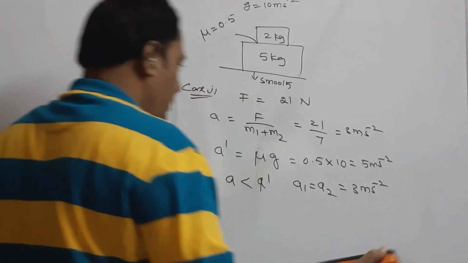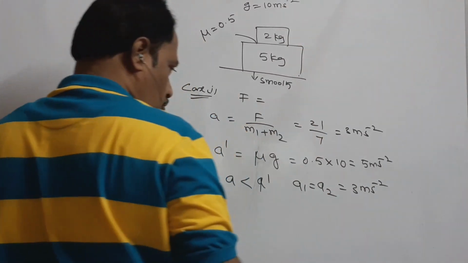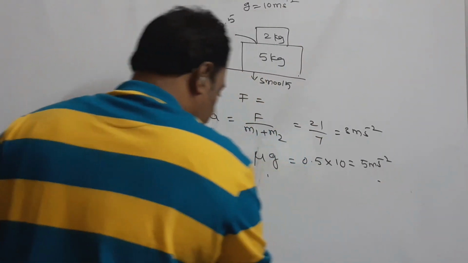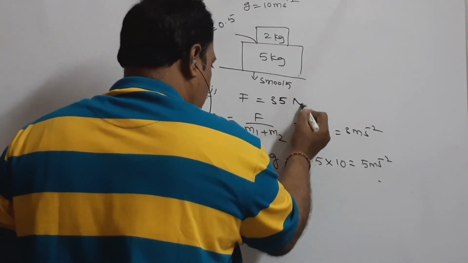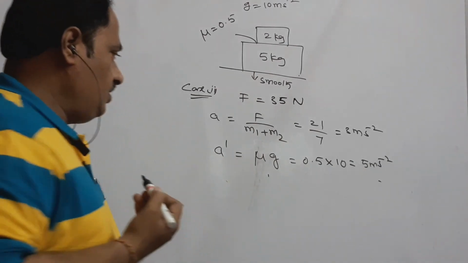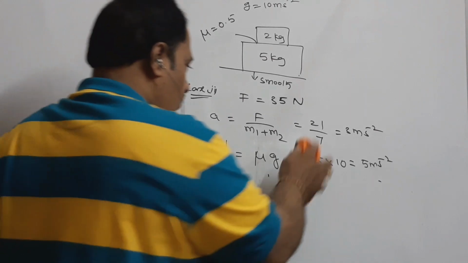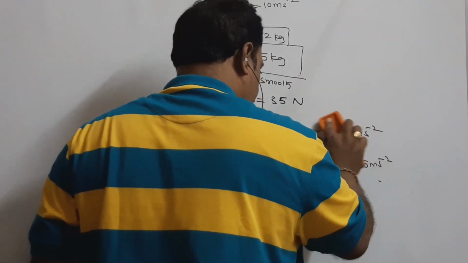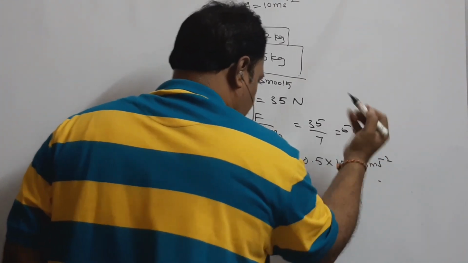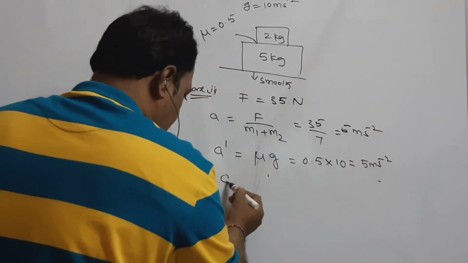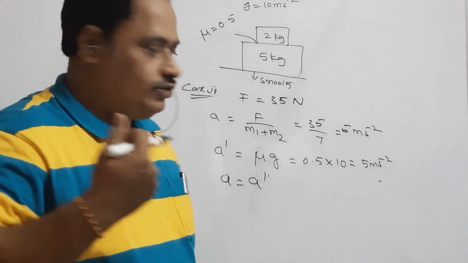Now I want to consider case number 2. I want to change the force value to 35 Newton. Let it be case number 2. Here A equals F by m1 plus m2. Here the force value I can take as 35, and this is equal to 5. A dash is the same. In this case number 2, A equals A dash.